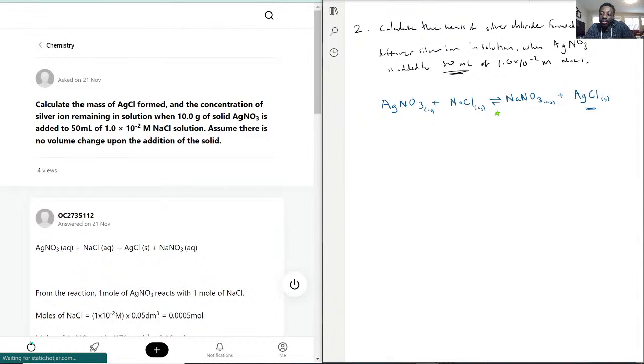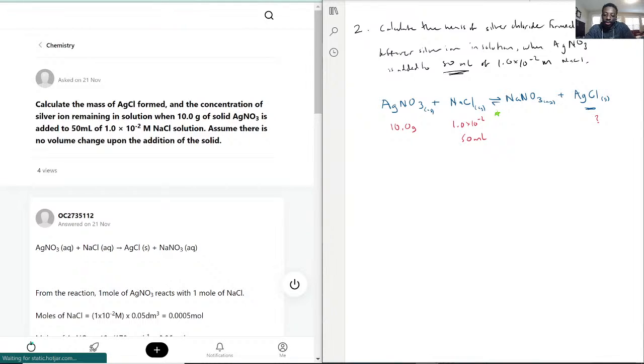So the information is that we have 10 grams of AgNO3, okay. And how much NaCl do we have? We have 1.0 times 10 to the negative 2 in 50 mL, okay. And they want to know how much of the solid is formed. For any of us to do any calculations, we have to convert first into moles. Luckily for us, the equation is 1-to-1 for everything, so after we convert to moles, it's relatively straightforward. But that's the first thing we're going to have to do.